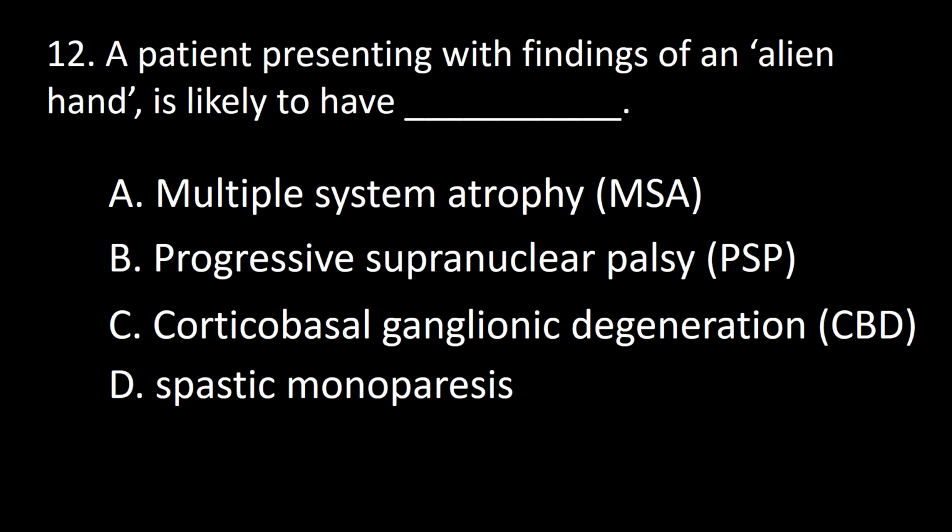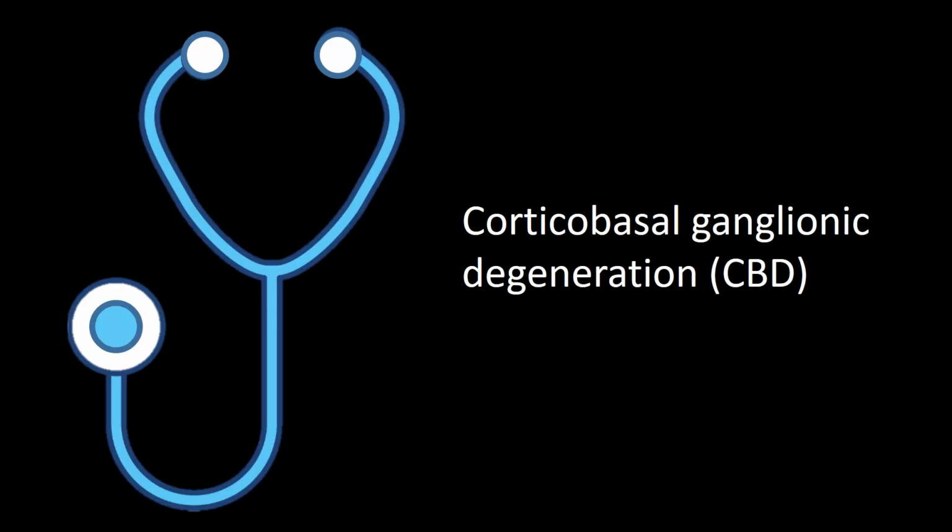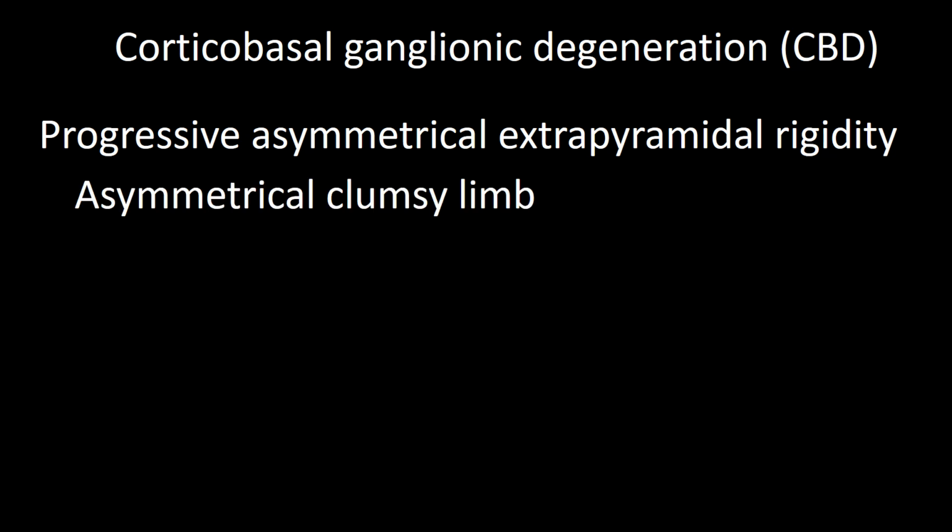Next question. A patient presented with findings of an alien hand is likely to have A, multisystem atrophy, B, progressive supranuclear palsy, C, corticobasal ganglionic degeneration, D, spastic monoparesis. Among the conditions mimicking Parkinson's disease, corticobasal ganglionic degeneration, in my opinion, is the most tragic. The clinical manifestation consists of progressive asymmetrical extrapyramidal rigidity, usually manifest as an asymmetrical clumsy limb that, when affecting the arm, has been called an alien hand.